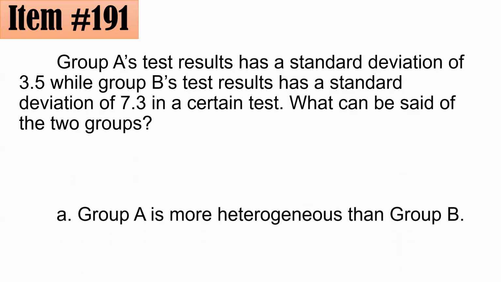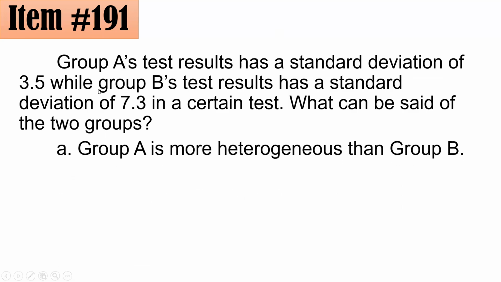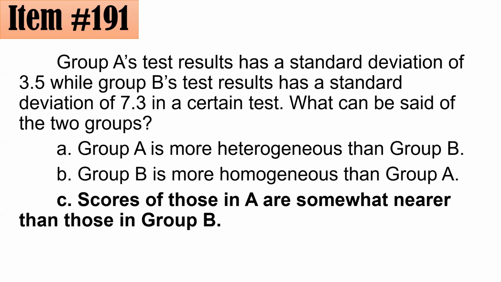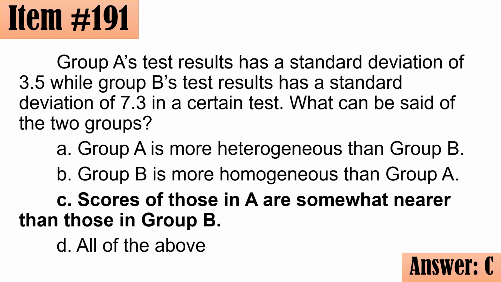That's why if you go for A, mali po ito. Kasi mas maliit yung standard deviation ni A, so mas homogeneous si A compared kay B. Group B is also wrong because since mas mataas yung standard deviation ng scores ni B, so Group B is more heterogeneous than Group A. If you answered C, scores of those in A are somewhat nearer than those in Group B, tama po ito. Kasi nga, mas maliit yung standard deviation ni A kaysa kay B. So yung tamang sagot po ay letter C.